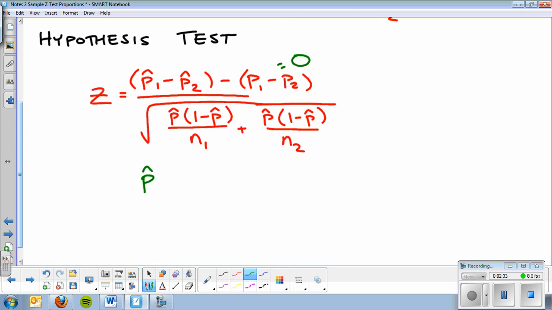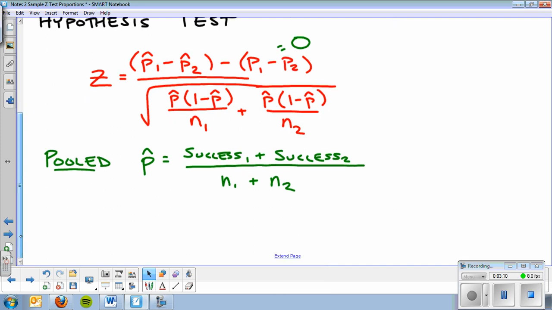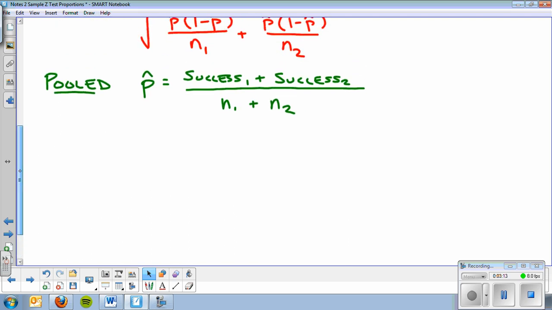So p hat, in this case, is combined. We're going to call it a pooled p hat. And basically, we're assuming that the two sample proportions come from the same population and that they are equal. So we're going to use this special combined p hat, which is just successes from the first population plus successes from the second population divided by n1 plus n2, which will give me my total sample. So I do have to do this other calculation there, and it's not hard, it's just tedious.